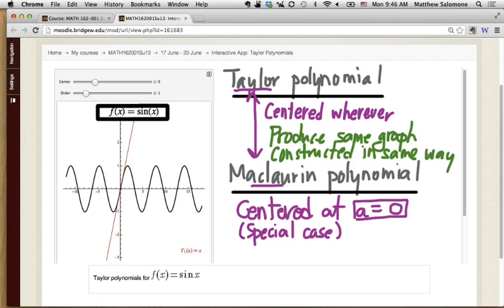So just getting the terminology up front. Saying Maclaurin implies that our polynomial is centered at x equals 0. Saying Taylor means that it might not be. It might be centered somewhere else. But with all of that in mind, let's just take by way of example f of x equals sine x. And let's build a Maclaurin polynomial which approximates f of x equals sine x.